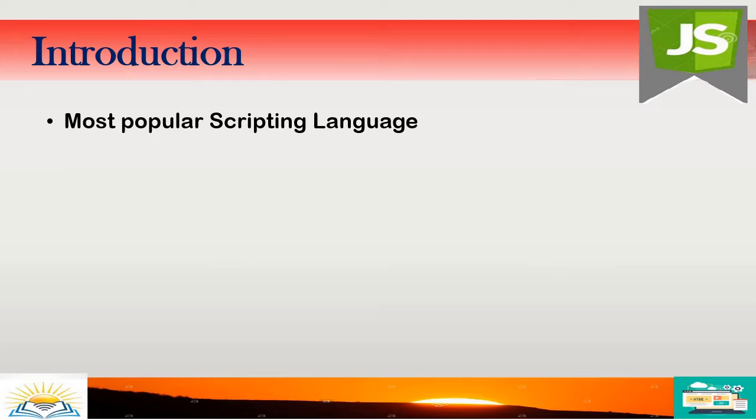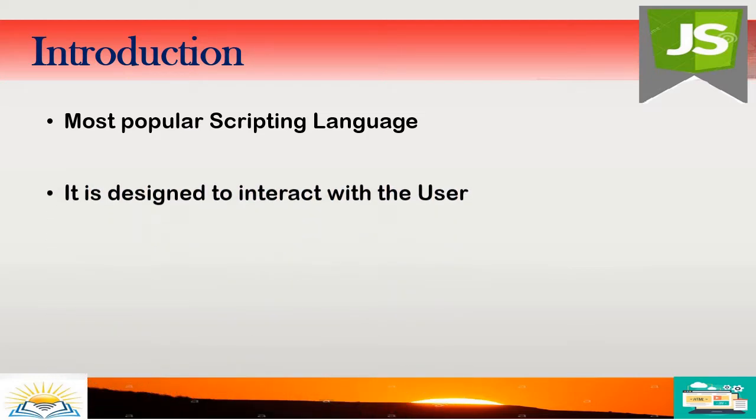JavaScript is one of the most popular scripting languages. Now the question is, what is a scripting language? A scripting language is a programming language that is interpreted. Interpreted means there are no compilation steps. It is translated into machine code when the code is run.